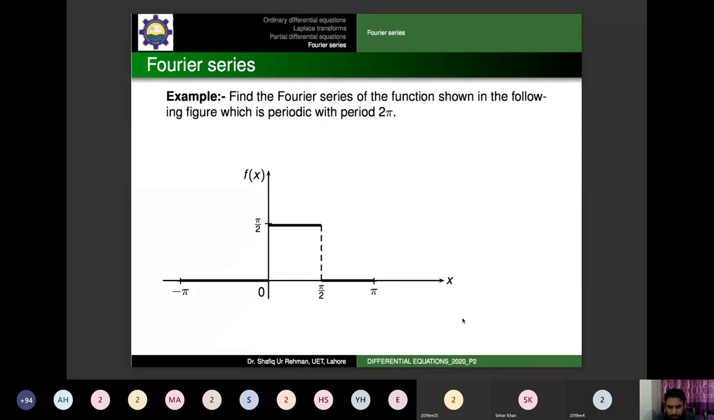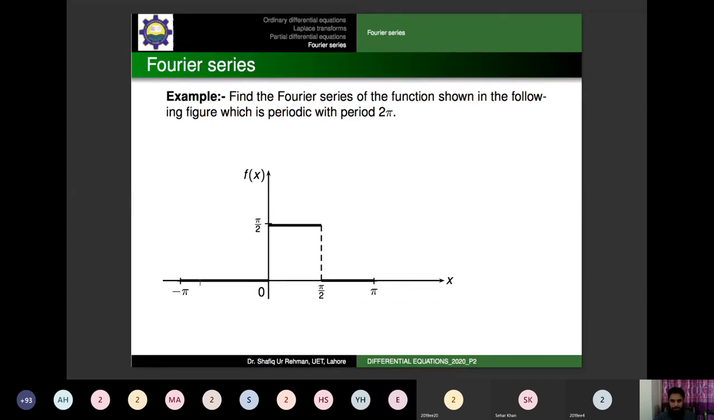It's a periodic function. Given that it's periodic, what is the period? 2 pi, extended from minus pi to pi. So from minus pi to pi, we see that this is going to be the period. In other words, that portion of the graph having more than one piece is going to be repeated over and over again.